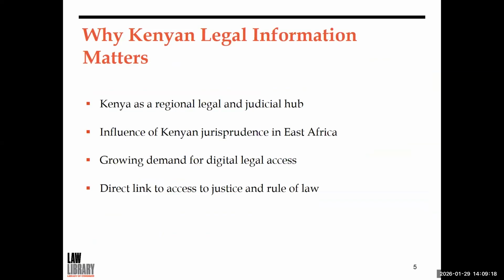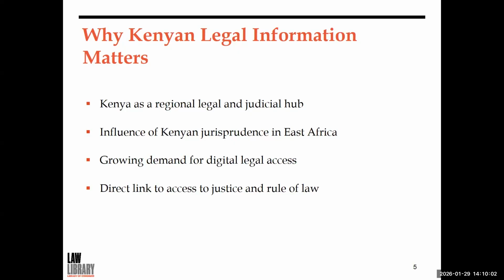Why does Kenyan legal information matter? I can say that Kenyan legal information plays a critical role, not only at national level, but also within the broader East Africa and regional legal ecosystem. Kenya serves as a major commercial, legal, and judicial center in East and Central Africa. Nairobi hosts key regional and international institutions. It's the capital city and so many things happen. It's known as an innovation hub.